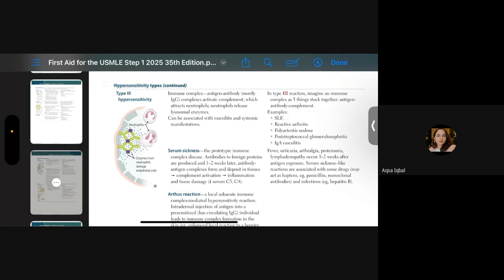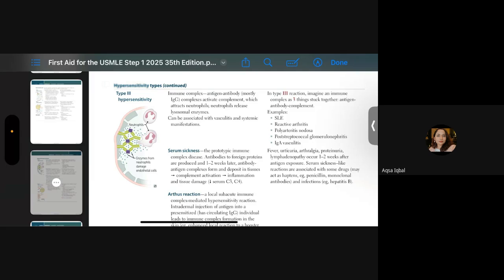That's really important. For example, in SLE, we have joint problems. The most common cause of death in SLE is due to renal failure. We have the malar rash, right? All of these three things are present there. So most probably we are going to have serum sickness in type 3 hypersensitivity, right? Is it clear? Okay.